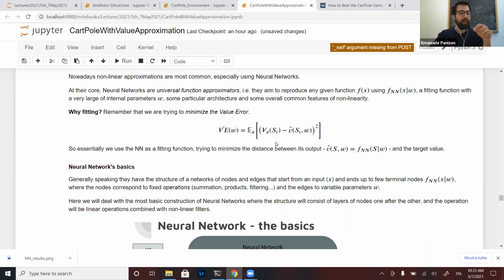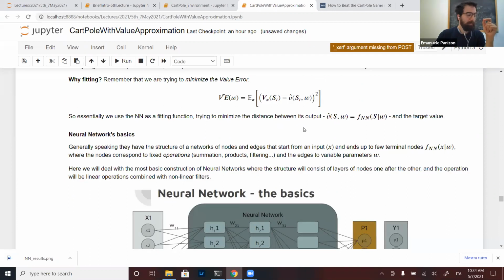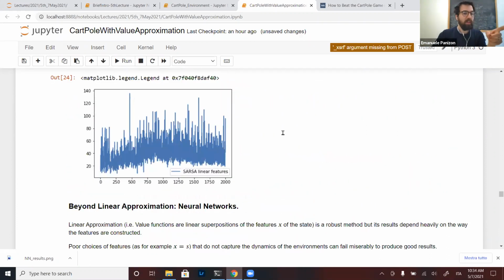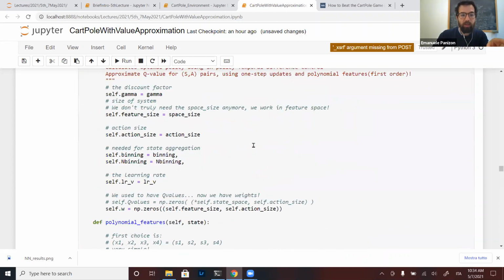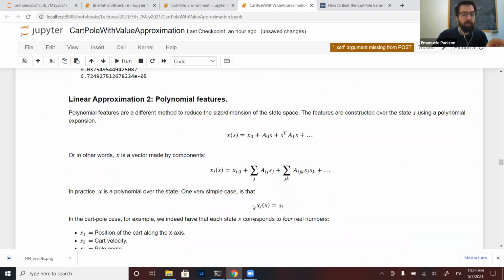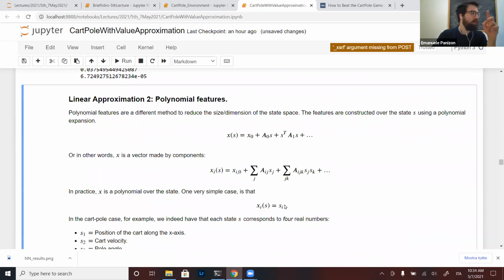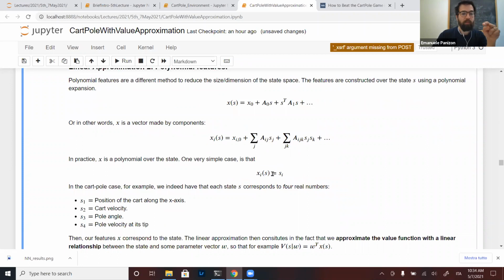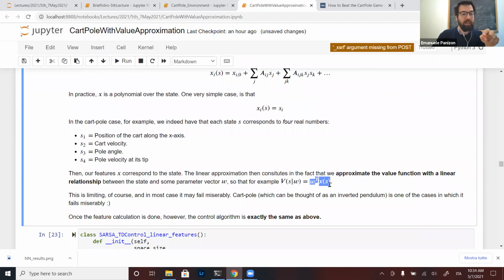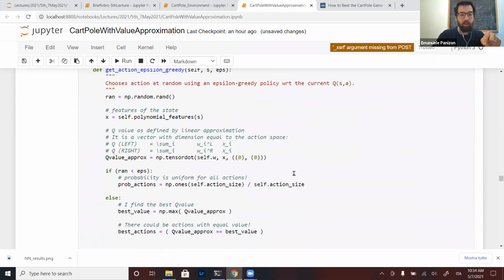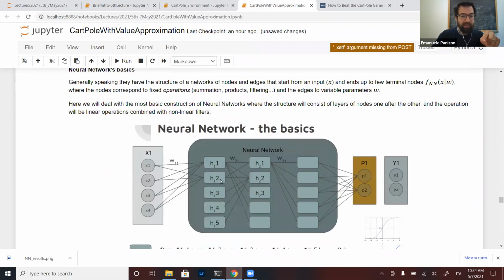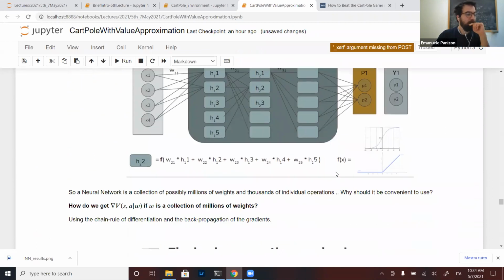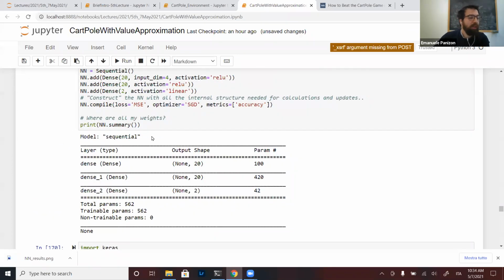Okay, so we are dealing with the fact that our feature vector now is exactly the same as in the case of the linear approximation. So it's the same thing as here. We are dealing with polynomial features with only first order. So we are at this point here, but instead of using this linear approximation for the value, we are using this non-linear approximation for the value. Okay, perfect. So yeah, constructed the model.